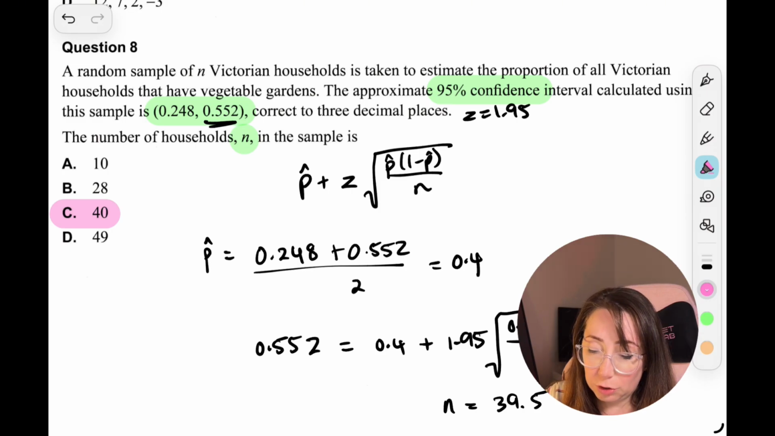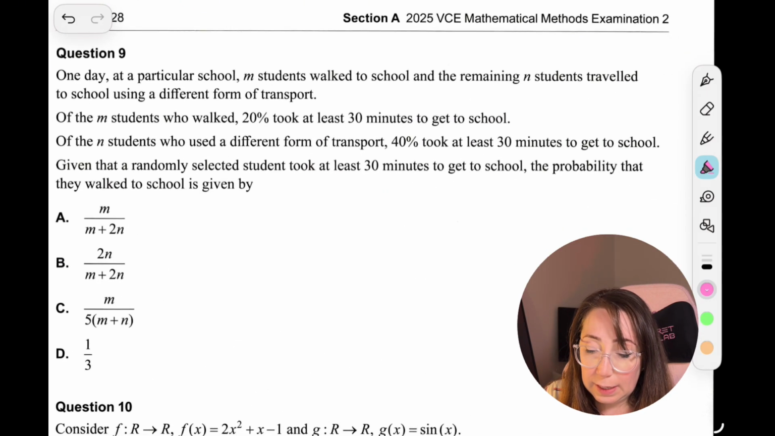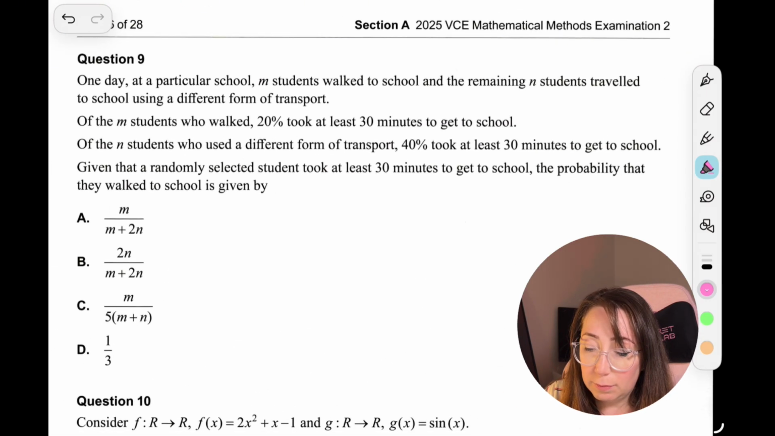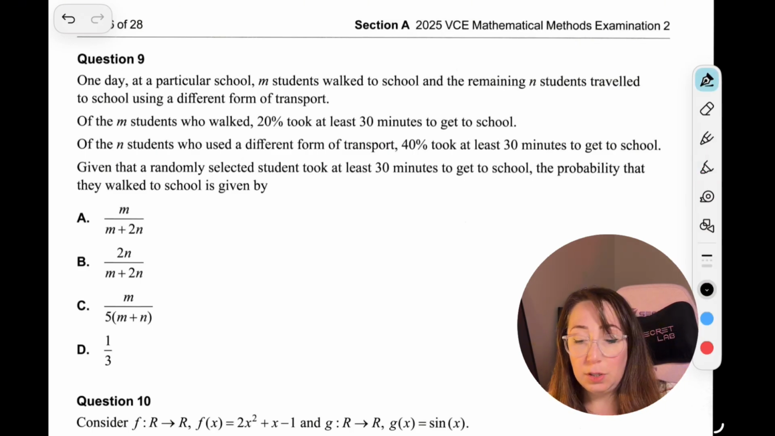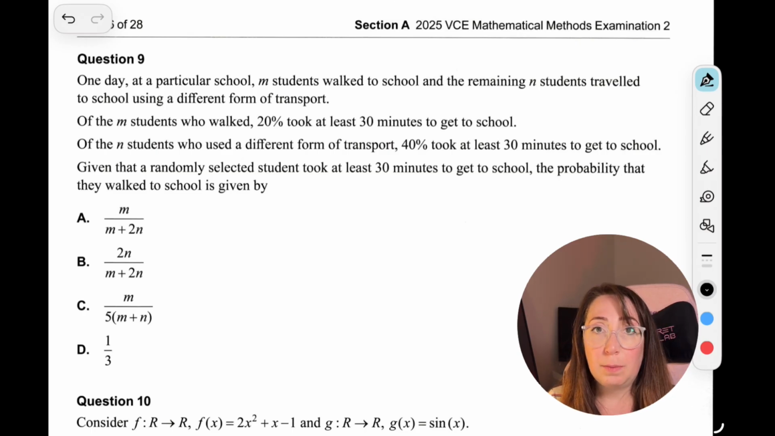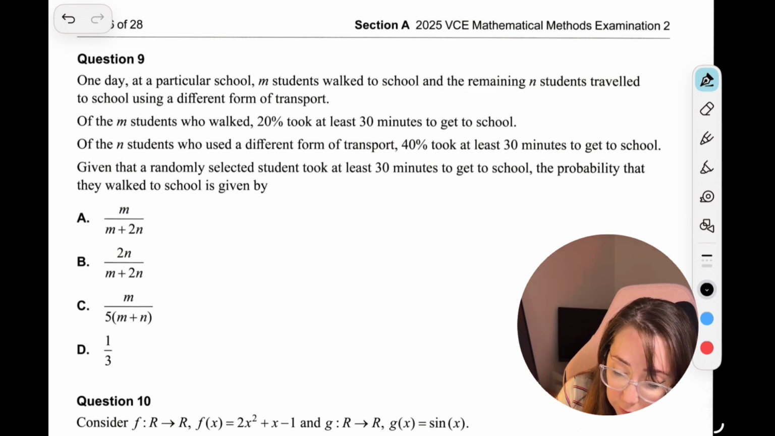Next, we've got question 9. Big question there. The idea is that we've got students walking to school or traveling in a different way, and whether they take longer than or shorter than 30 minutes. Because there are two stages to this, they either walk to school or they don't, and they either take 30 minutes or they don't, I think of a tree diagram straight away. So I'm going to go ahead and start drawing up a tree diagram for this question.